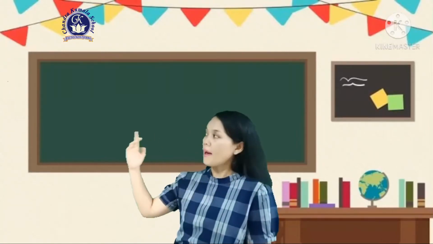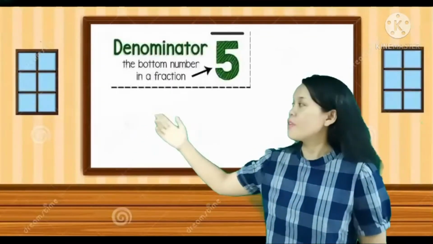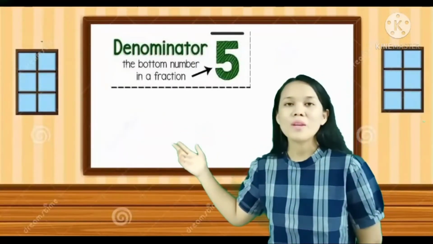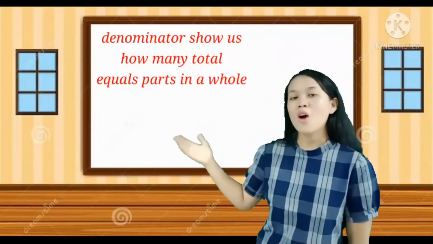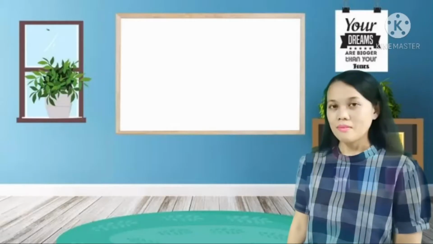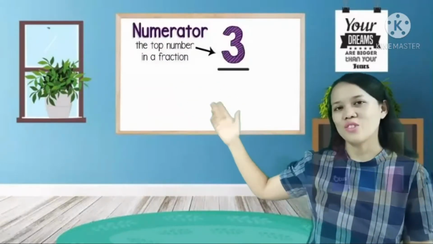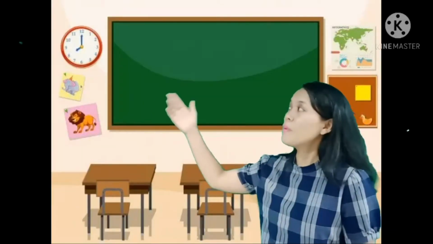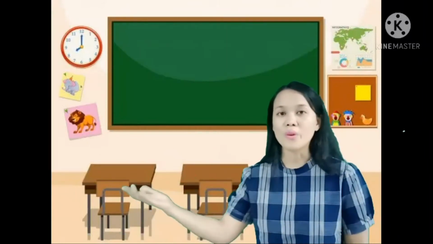After you cut your pizza into four equal parts, now every part is 1/4. In a fraction, the number at the bottom we call the denominator. The denominator shows us how many total equal parts are in a whole. And the number at the top we call the numerator. The numerator shows us how many equal parts of the whole.